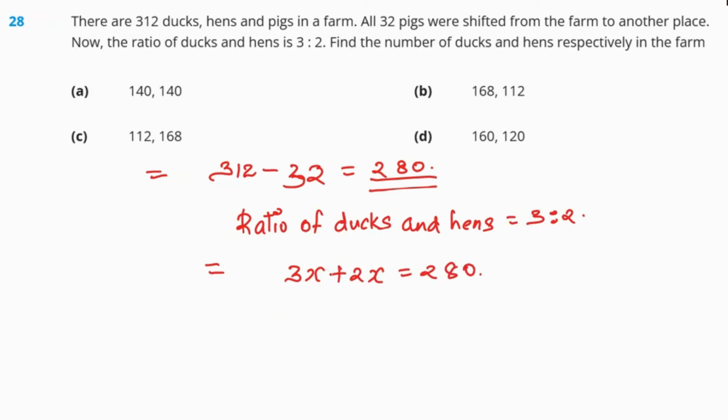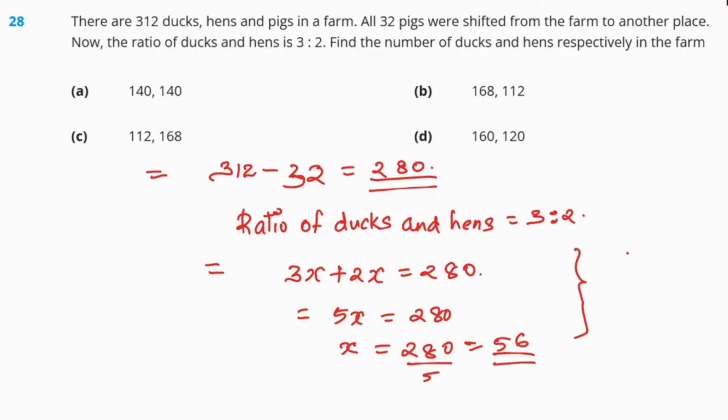The ratio is given, so we are taking the number of animals as x. So 3x plus 2x will be 280. So 5x is equal to 280, and we get the value of x as 280 by 5. 280 by 5 is 56. So we get x as 56.